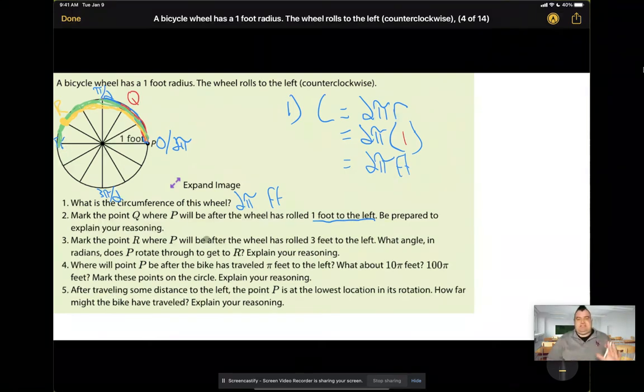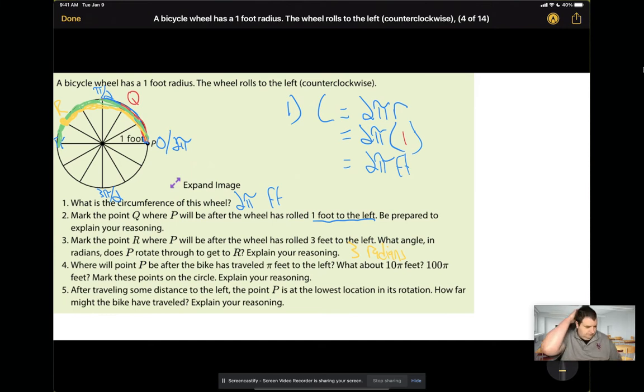Again, I used the same reasoning as I did for number 2. I know that halfway around the circle is pi feet because pi is directly to the left of center. Pi is 3.14, so 3 feet is going to be just short of that, so just short of halfway around the circle. So I marked point R. What angle in radians does P rotate through to get to R? That's going to be an angle of 3 radians. Again, the arc length is the same as the angle in radians.